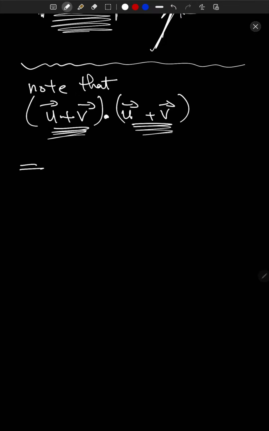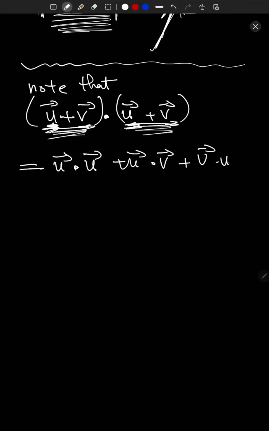This is equal to, because of the properties of the dot product that we mentioned, they satisfy the distributive law and all that. This behaves very much like how multiplication in algebra behaves, right? So you can write this as u dot u plus u dot v plus v dot u plus v dot v.